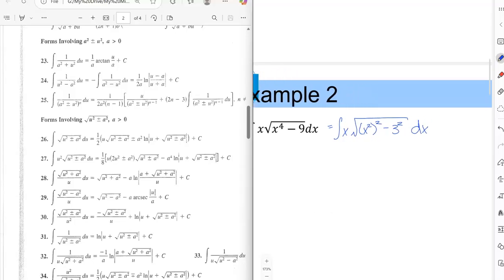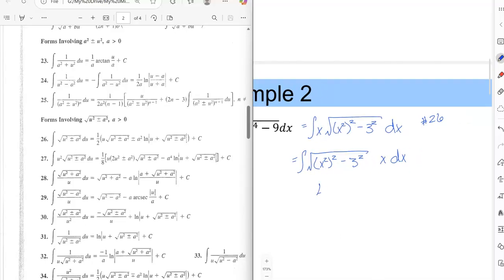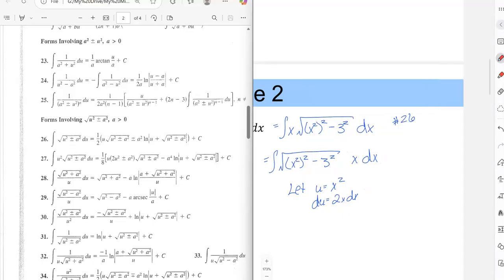So we're thinking about maybe number 26. Let's see if we can force that fit. So I'm going to rewrite again. This is now x squared squared minus 3 squared. And I'm going to put that x dx here. So we're thinking about number 26. I'm going to think about a u substitution. So we're going to let u be x squared. So du is 2x dx. So we can see how that x is going to get absorbed inside of that du.